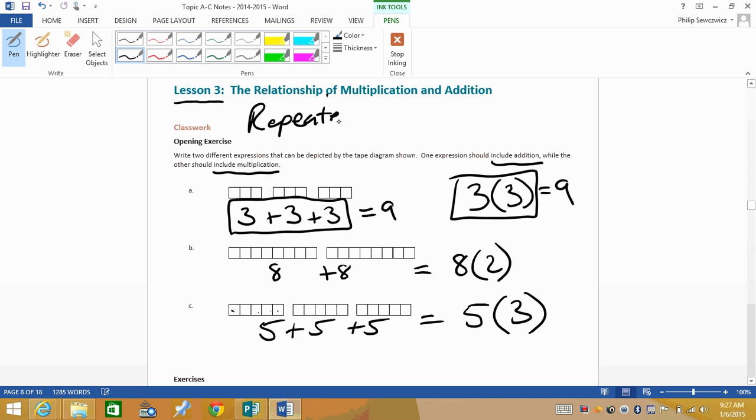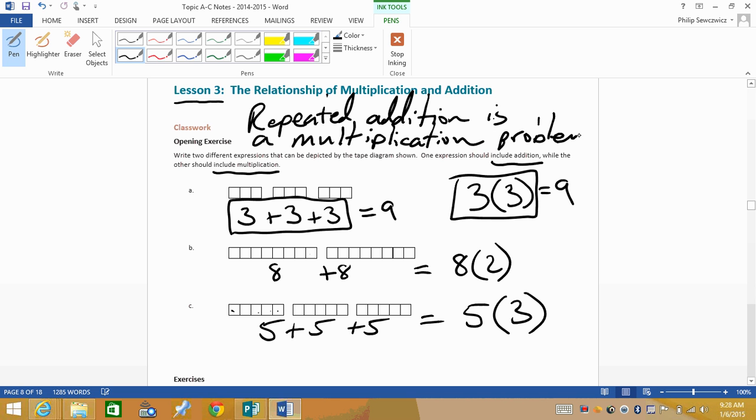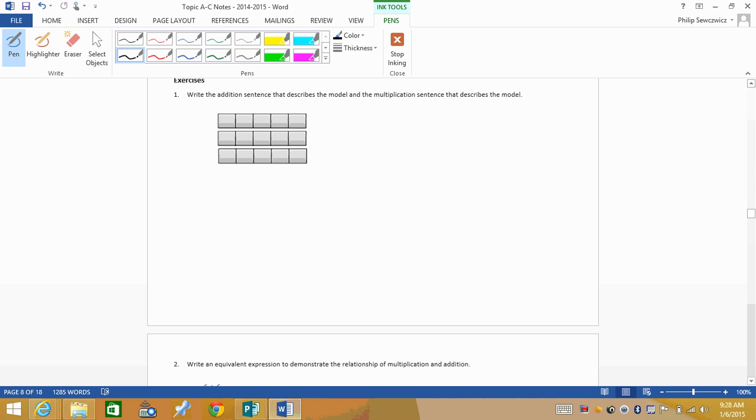So again, repeated addition, and this is a good thing to write down here: repeated addition is a multiplication problem. Woo, that took a long time to write out there. Easier said. But yeah, repeated addition is a multiplication problem that we're dealing with.